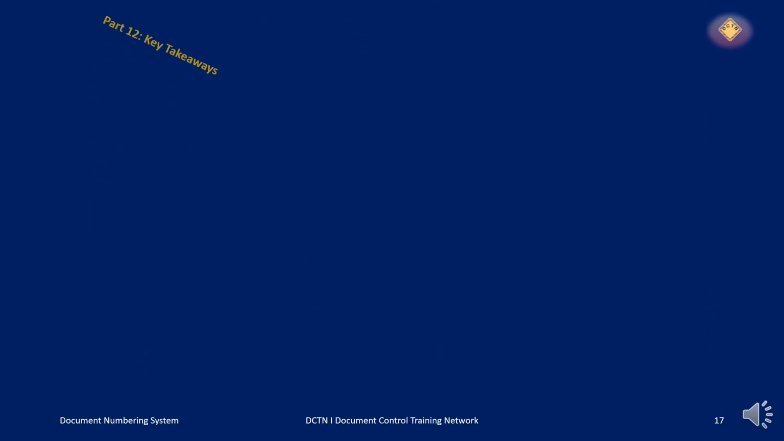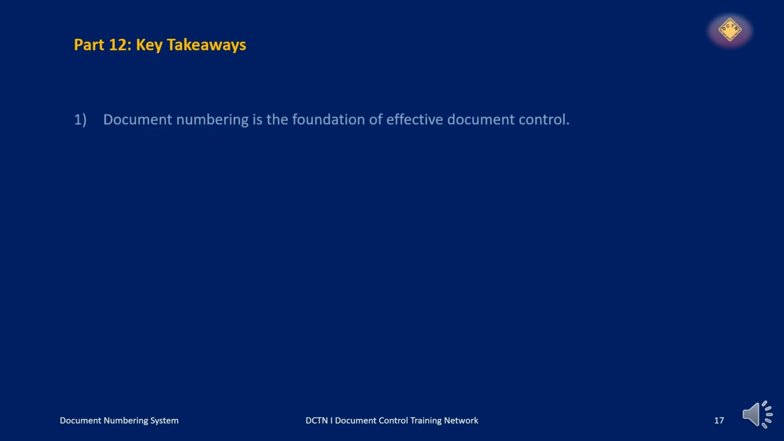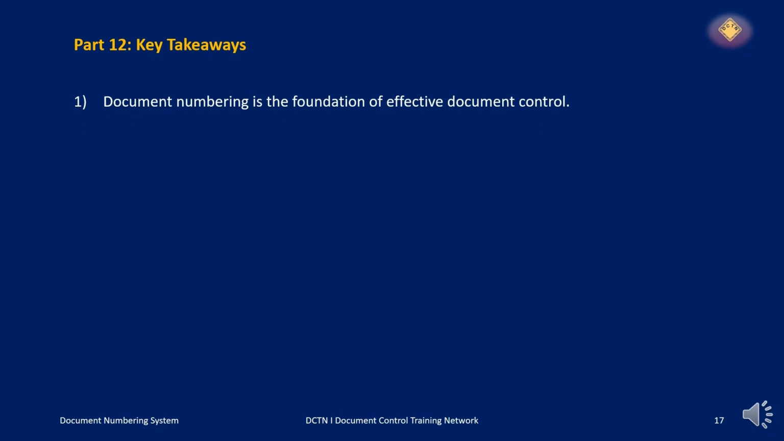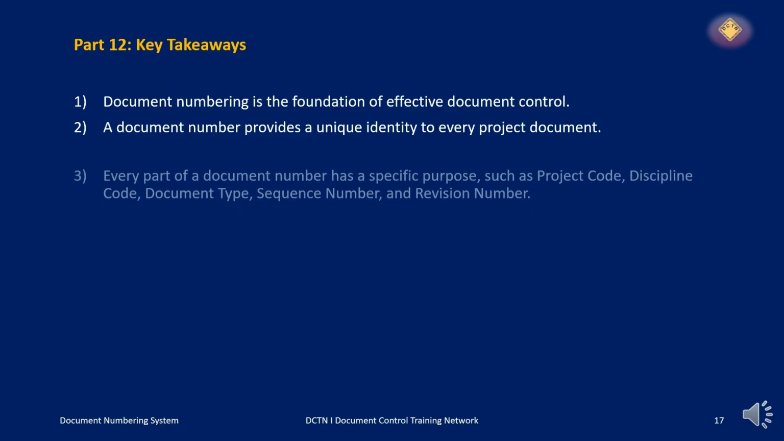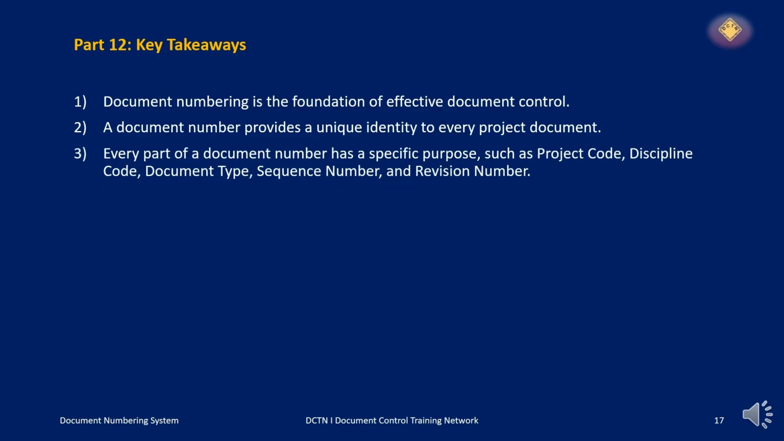Now, we will see the summary of this module, what we learned. First, document numbering is the foundation of effective document control. Second, a document number provides a unique identity to every project document. Third, every part of a document number has a specific purpose, such as project code, discipline code, document type code, sequence number, and revision number.